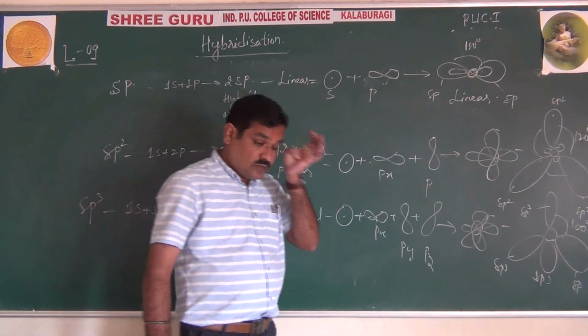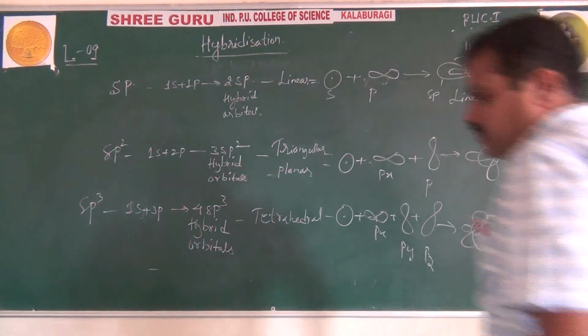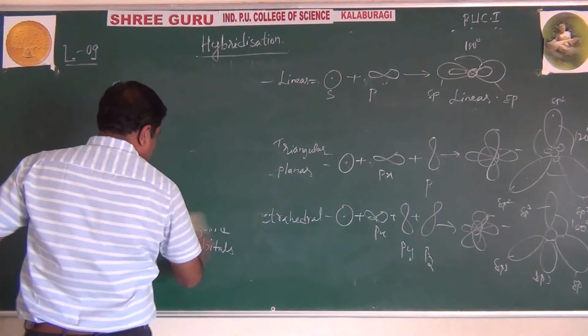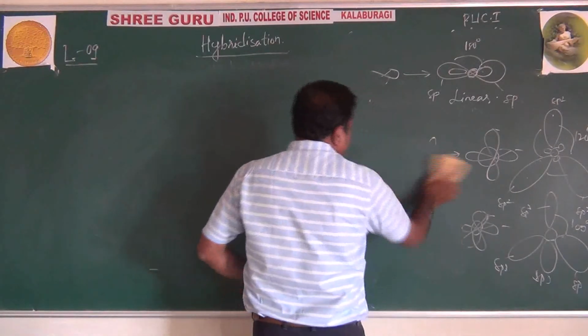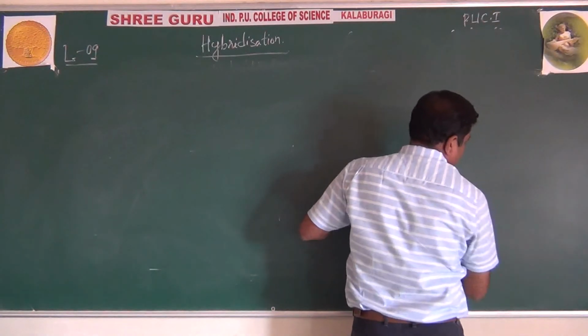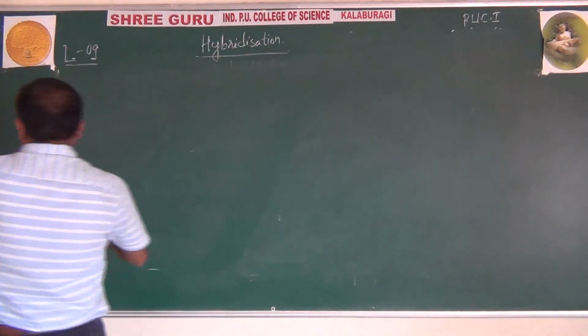Now let us move on to the first type of hybridization. I'll tell you the examples for sp hybridization given in your syllabus: beryllium chloride and C2H2.